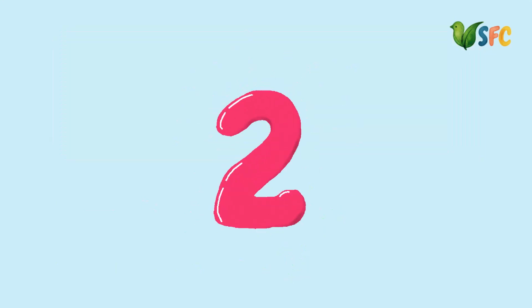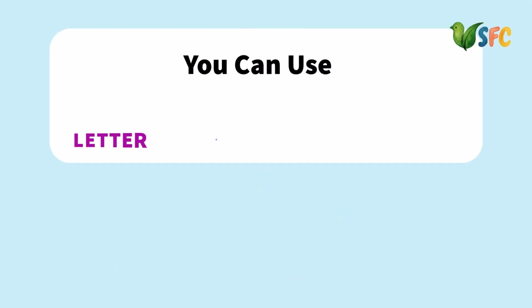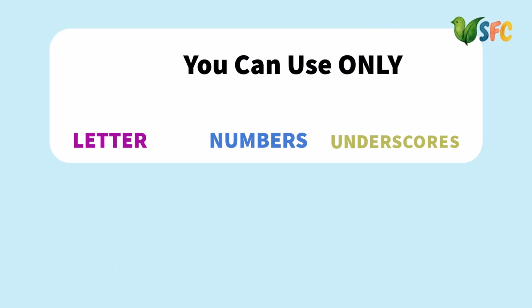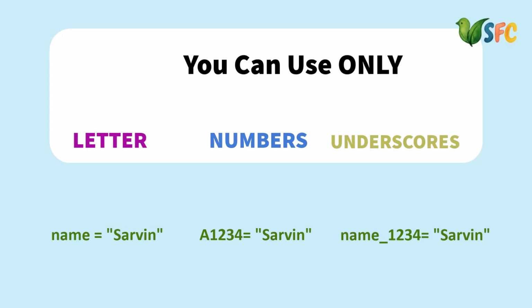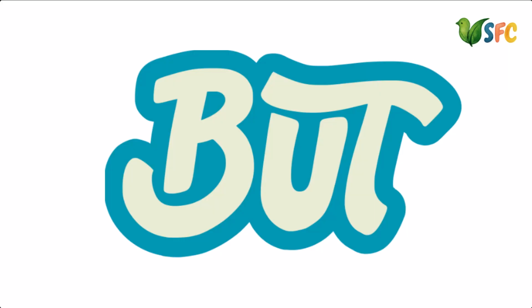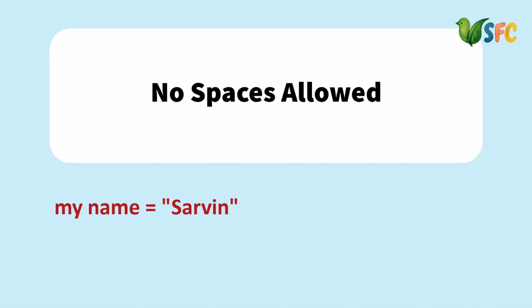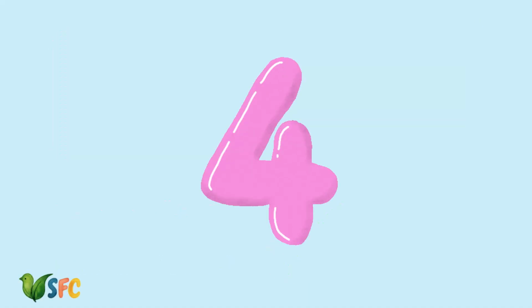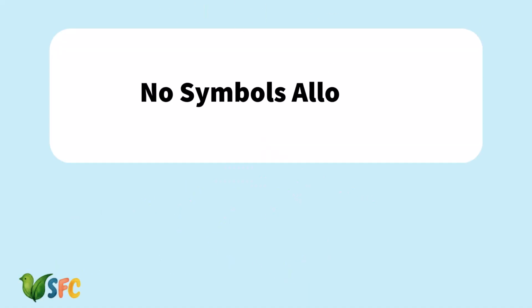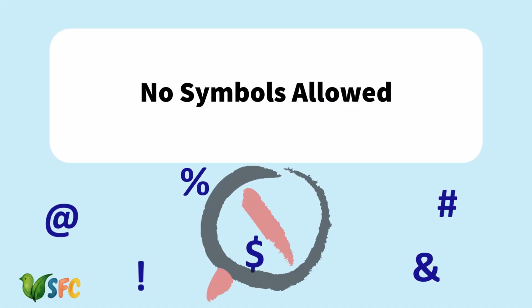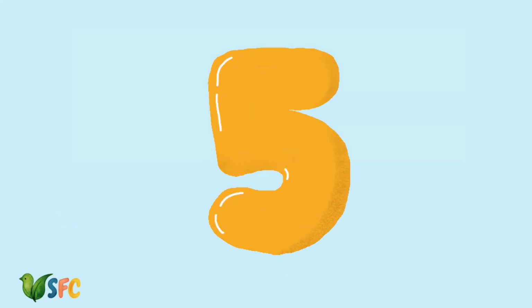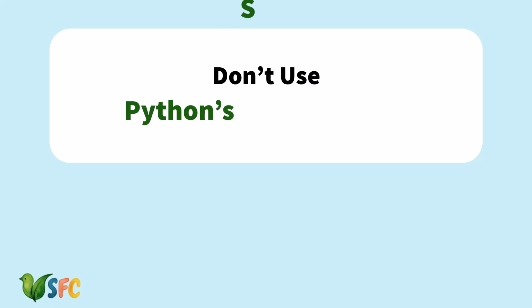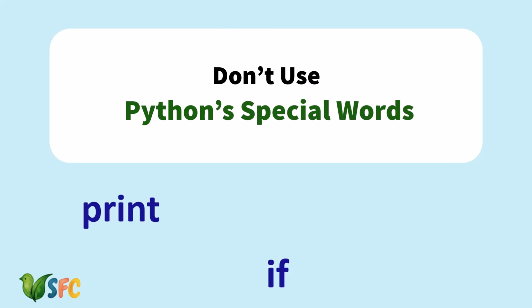Number 2. You can use letters, numbers, and underscores only. But number 3. No spaces allowed. Number 4. No symbols allowed. Number 5. Don't use Python special words like print, if, or y.